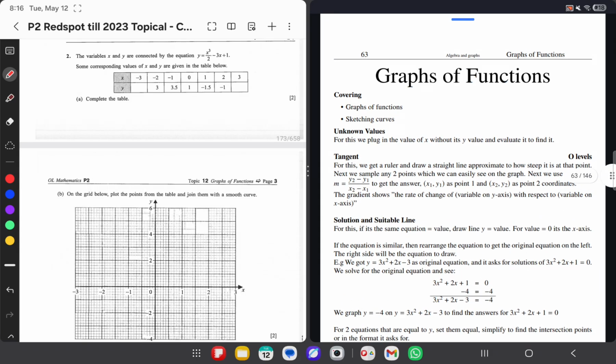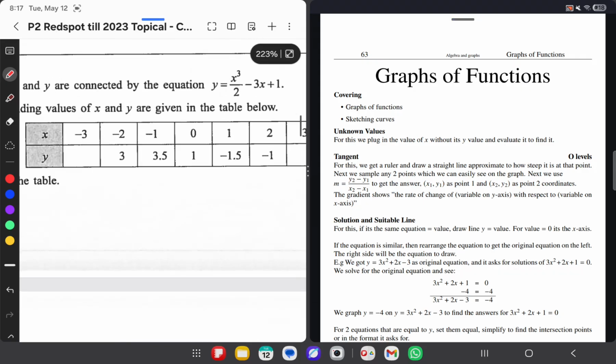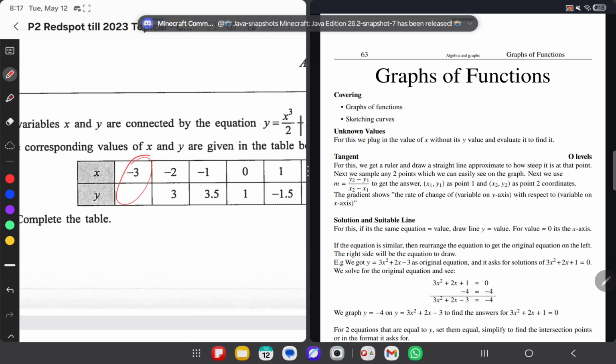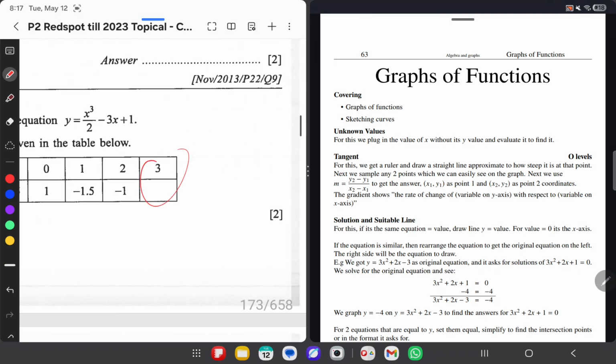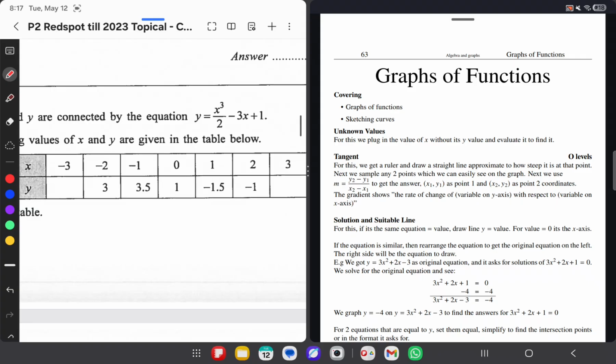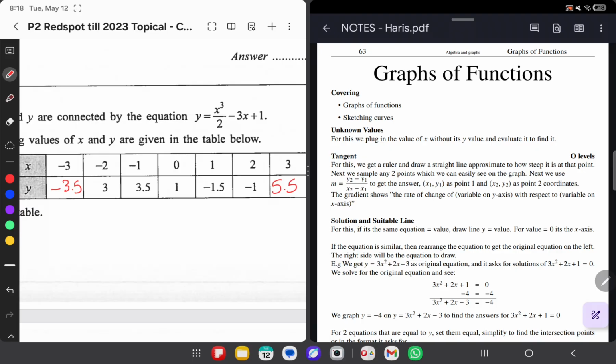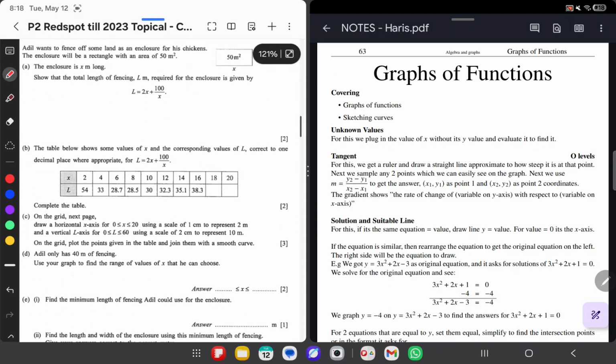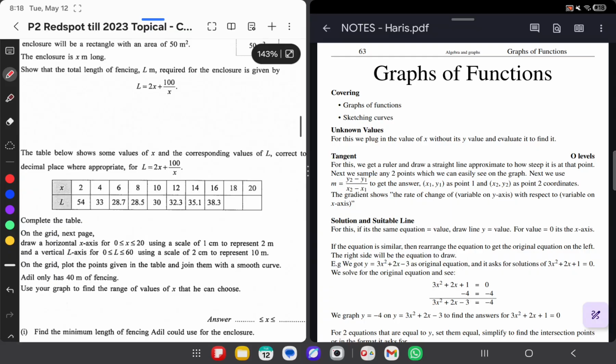First is unknown values. For this, we just plug in the value of x without its y value and evaluate it to find out. So, for example, here we have some missing pairs. These two are missing pairs, and so if you evaluate this at 3 and at -3, we will get the value that it wants us to find. So putting it in the calculator, I will get it like so. Very simple. Let's do a few more to get used to it.